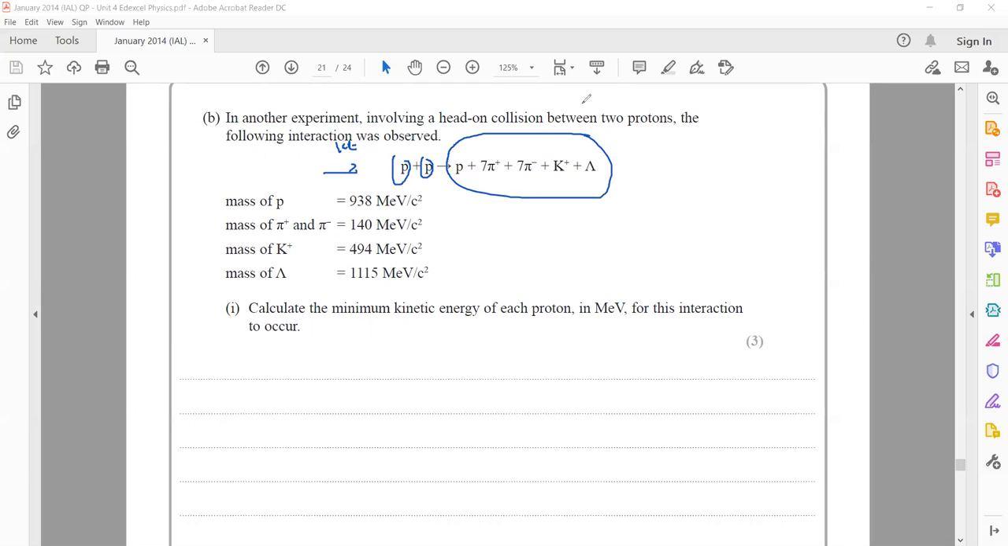So look, for example, I will get the total energy of these particles, the total mass energy, which is equivalent to the mass required to produce these particles. And I will know how much energy these two protons can supply. So when I take the difference, I will know how much extra energy I have to supply to these protons to produce this combination. Simply, we have to find the total energy required for the production of the products, and we know the total energy available from the reactants, the two protons. When we take the difference, we will find how much kinetic energy is required for this interaction. Is it clear?